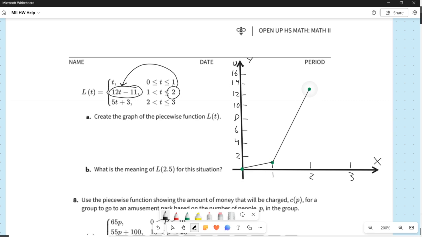Oh, come on. There we go. All right. And that's that second piece.